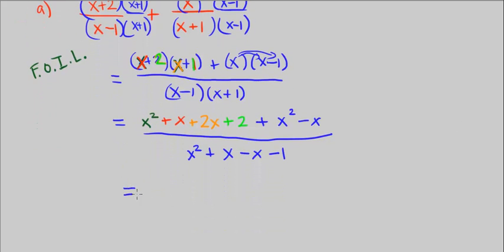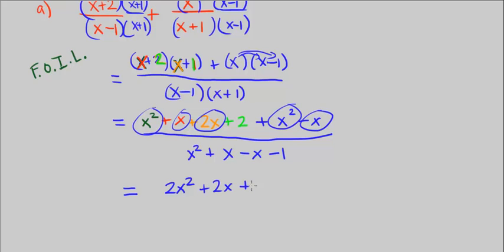So let's combine the like terms in the numerator. x squared and x squared here and here give us 2x squared. x, 2x, and negative x give us 2x plus 2. Finally, we have plus 2. So that's the numerator. In the denominator, x and negative x cancel out. We're just left with x squared minus 1.